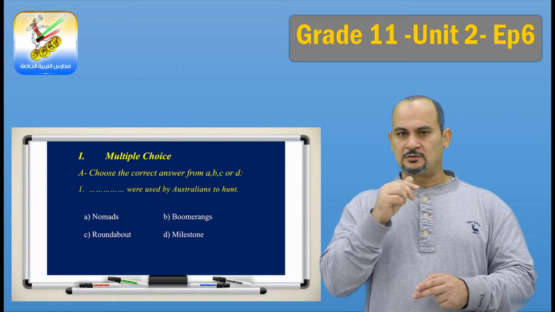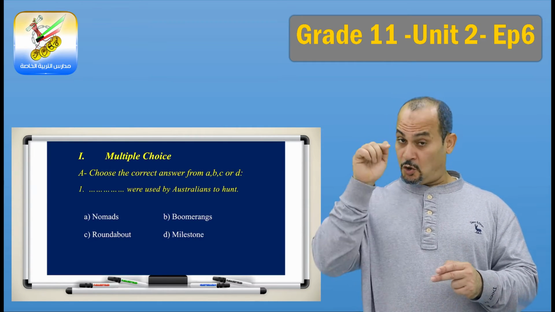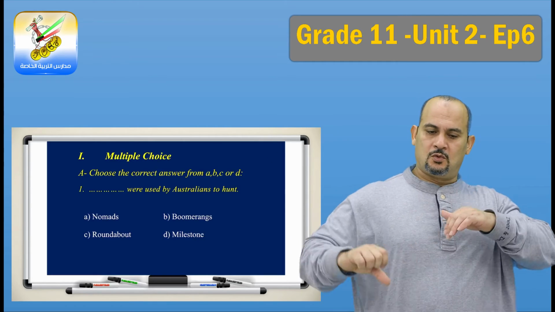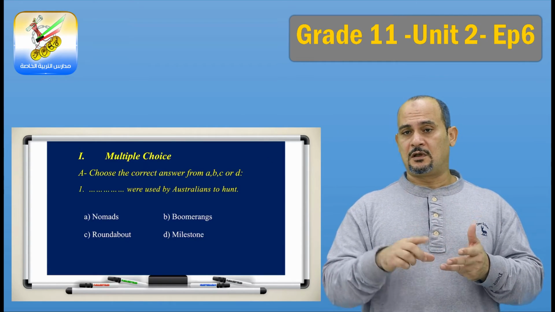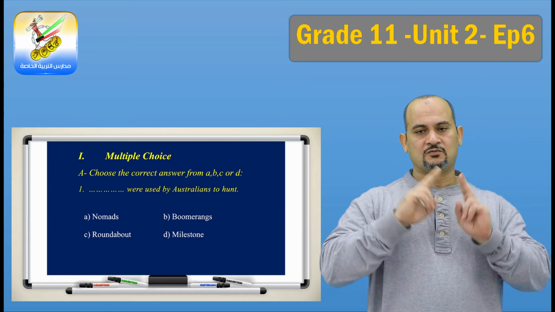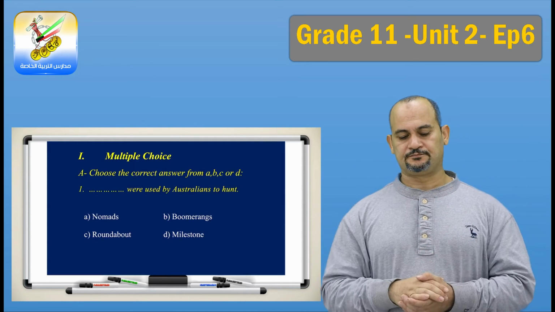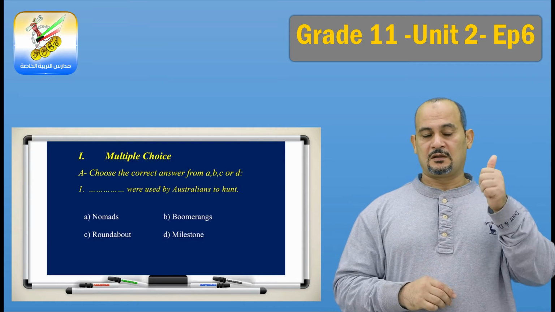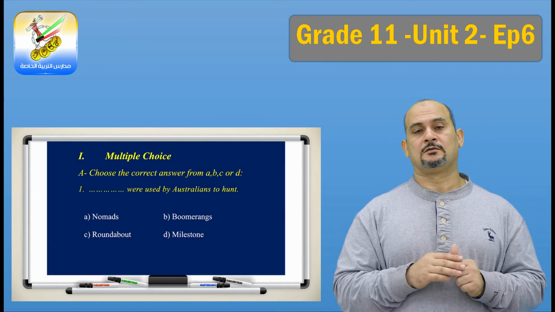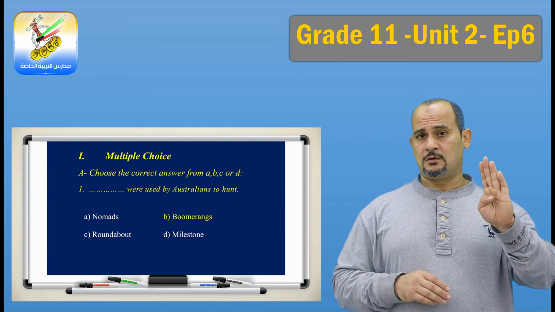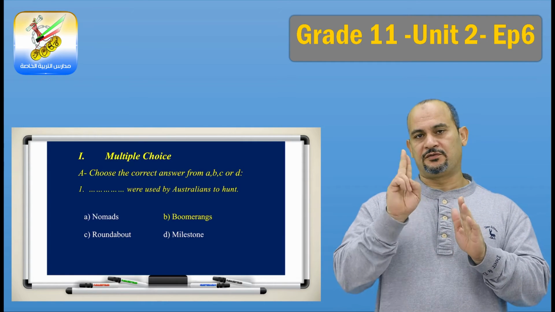So Australians, we are talking about the Aborigines. What are they using to hunt? They used a spear in my example previously mentioned. Is it a nomad? Nomad means the people who travel from one place to another. Boomerangs, roundabouts, or milestone? Of course, they use boomerangs to hunt down animals. Correct. Now let's move along with the second question.